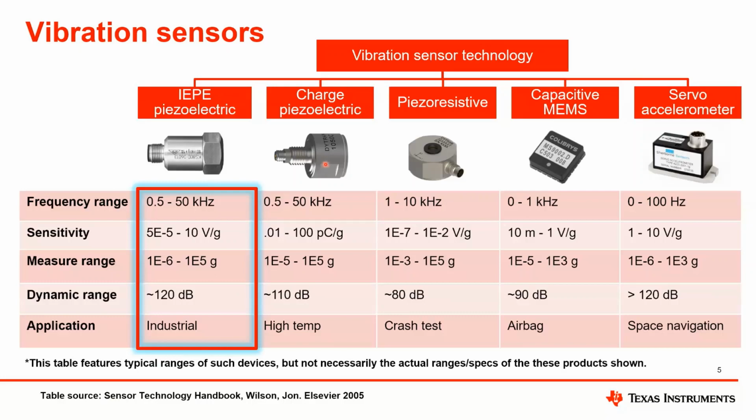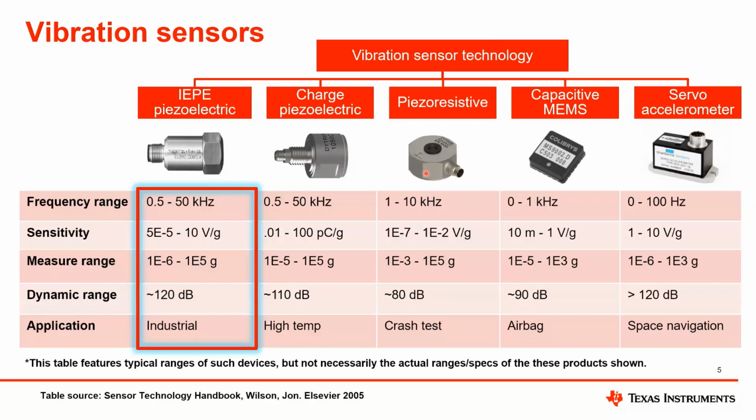Charged piezoelectric sensors, where vibration is converted to tiny capacitive changes, are generally reserved for use in very high temperature and harsh environments. Piezoresistive, which we see in the middle, have limited dynamic range and are more common in crash tests. They are in the lower price and lower performance range as well. They are more suited for impulse detection.